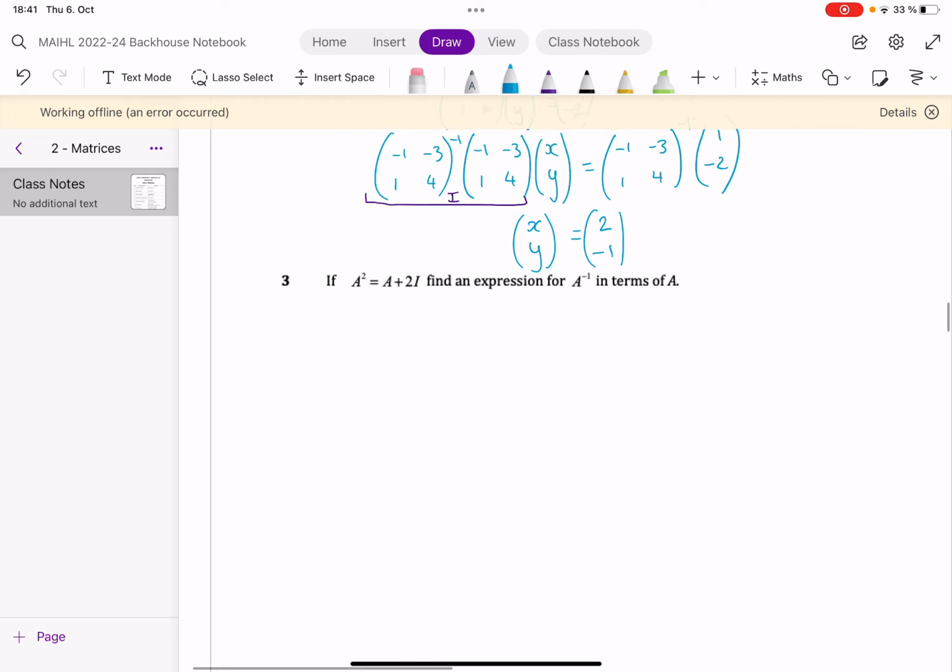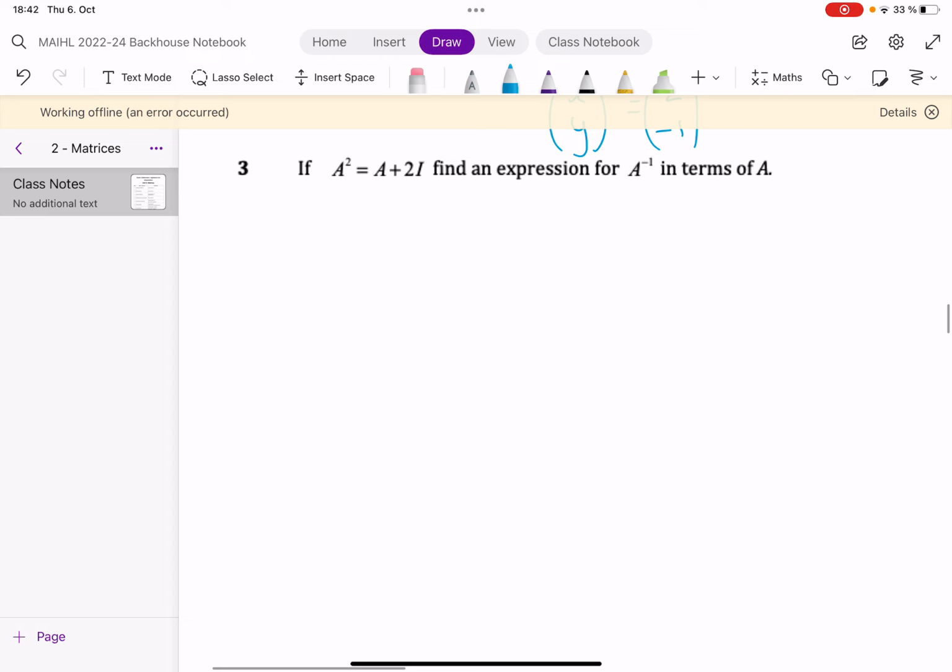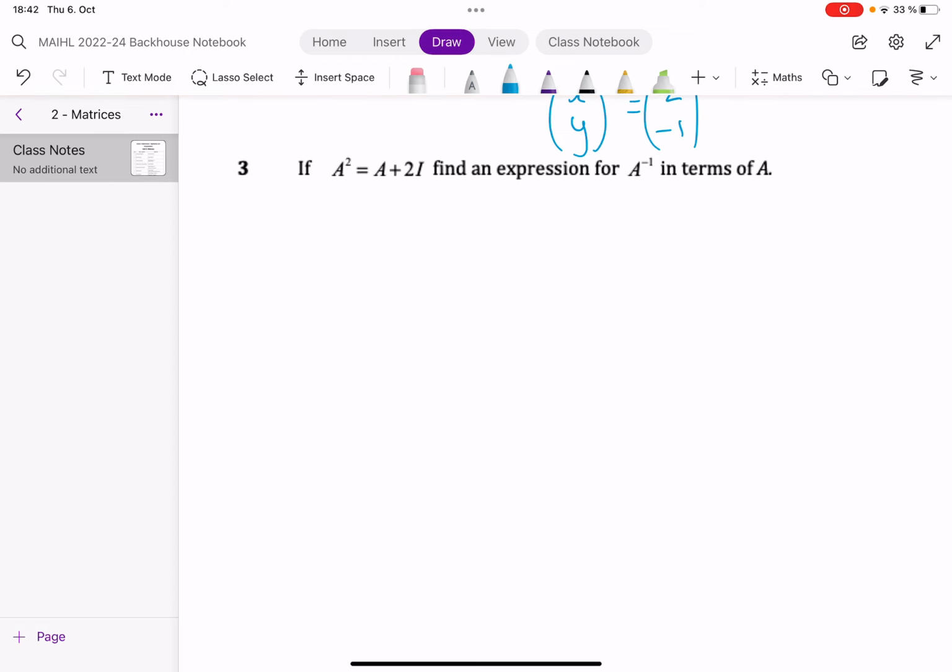Okay, the final example today. If A squared equals A plus 2I, find an expression for the inverse of A in terms of A. All right, not so obvious about what we need to do here. We need to find the inverse of A, so I'm going to have to introduce that somehow. And one approach, in fact, that's probably the approach we should go for, is just to multiply both sides by the inverse of A.